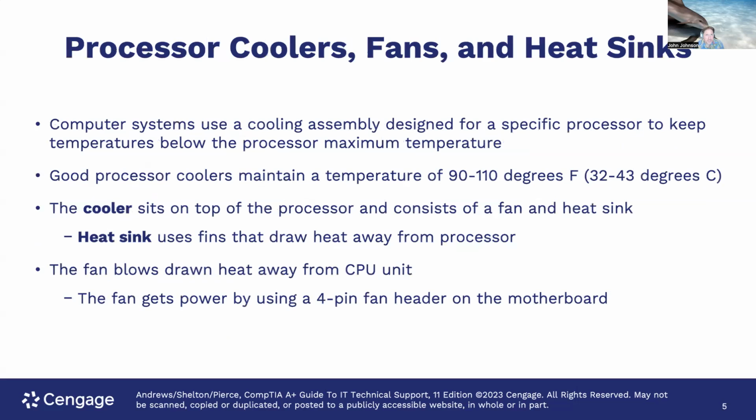Computer systems use a cooling assembly designed for a specific processor to keep temperatures below the processor maximum temperature. Good processor coolers maintain a temperature of 90 to 110 degrees Fahrenheit, that's 32 to 43 degrees Celsius. The cooler sits right on top of the processor. It consists of a fan and a heat sink. The heat sink uses fins that draw the heat away from the processor, and that's dissipated by the fan itself. The fan blows drawn heat away from the CPU unit, and the fan gets its power by using the 4-pin fan headers on the motherboard. And you've got multiple fan headers around your motherboard.